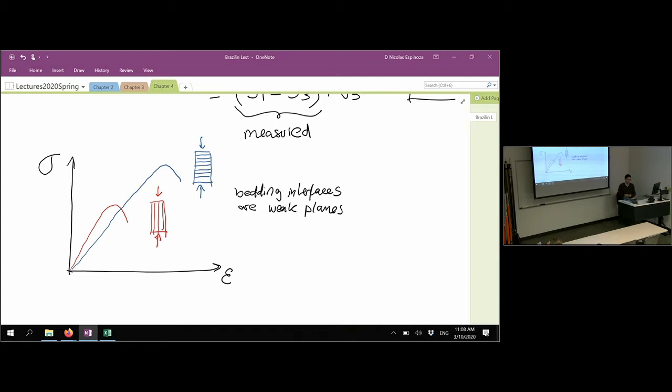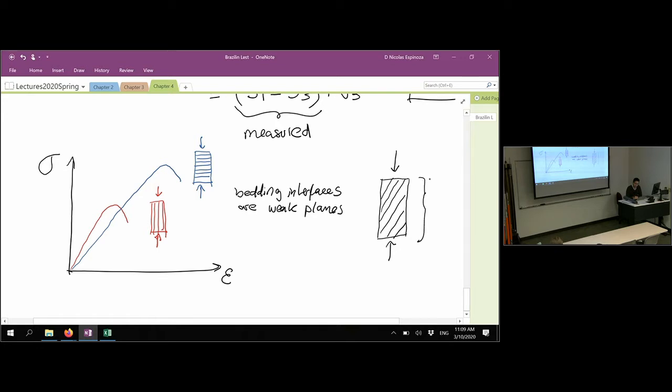And there is going to be a case that is actually the weakest, and that's going to be when these bedding interfaces are not horizontal or vertical. So vertical we saw is the strongest, but when the bedding interfaces are optimally oriented with respect to the load, this is the case which is going to be the weakest.